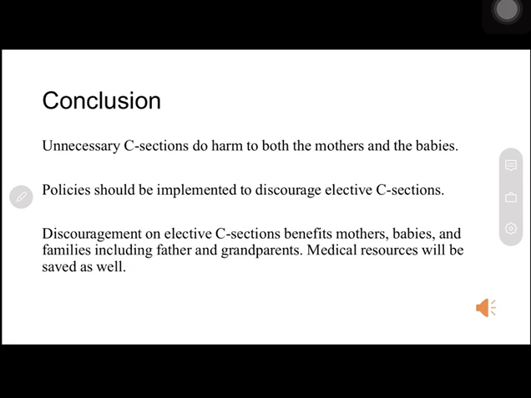Based on what we discussed above, our stance against elective C-section benefits not only the mothers and babies, but also the family, including fathers and grandparents, because they will be both mentally and physically relieved if the child is healthier in his or her future life. And as the C-section rate declines, medical resources will be saved to a large extent.